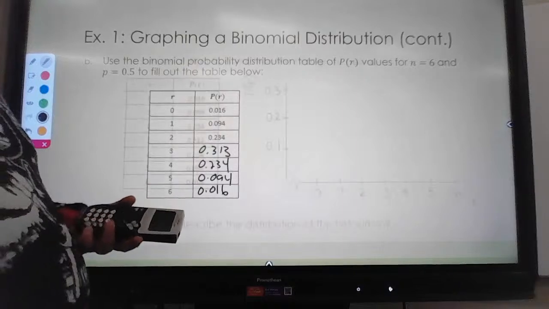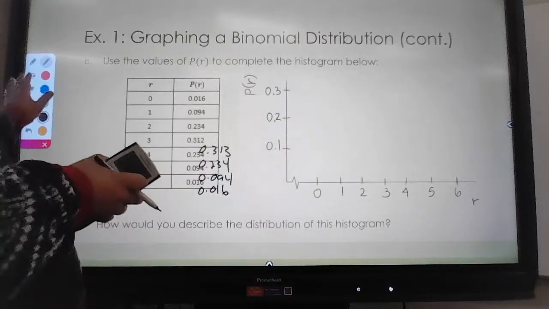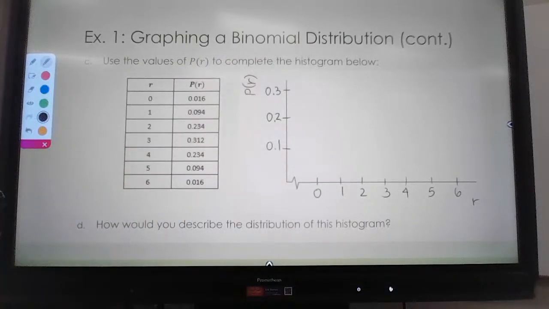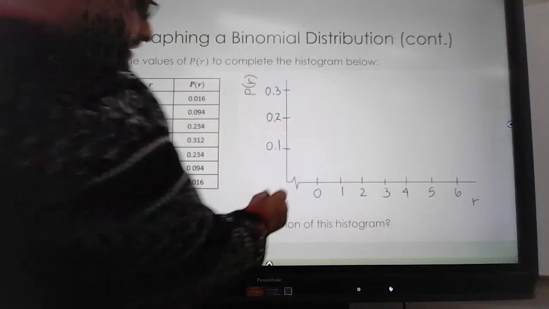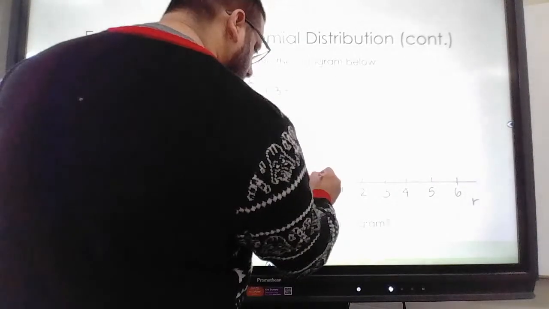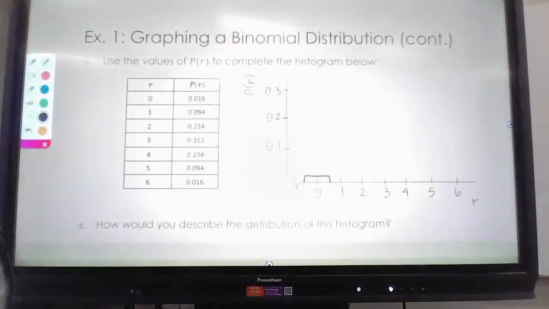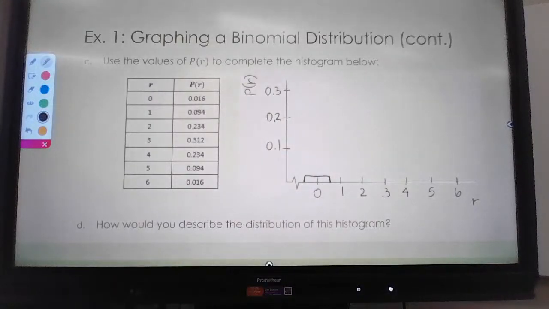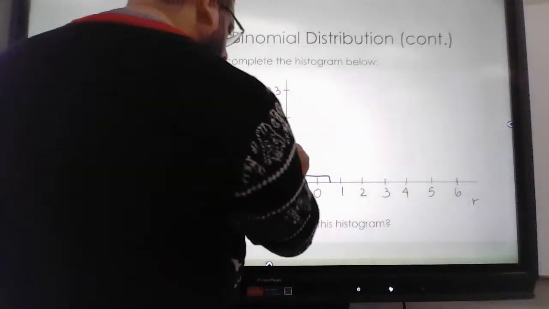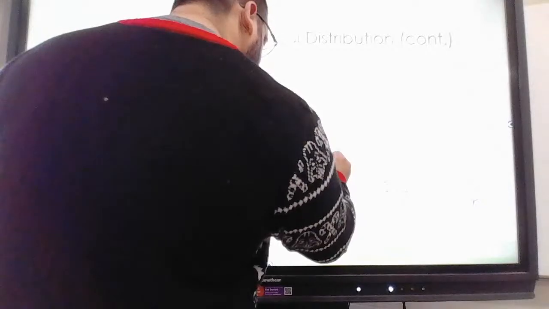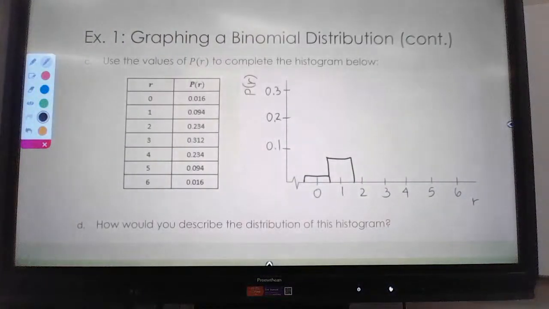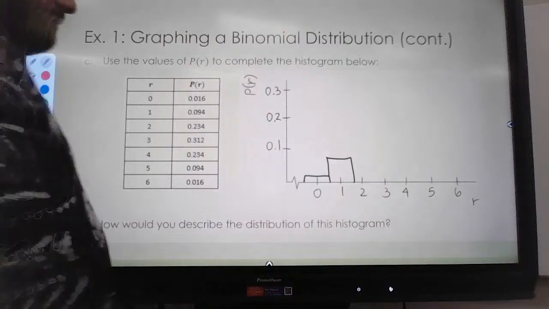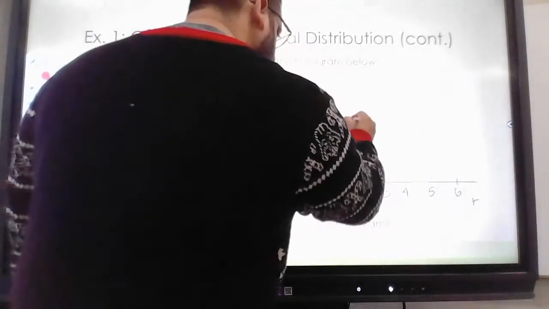Let's go ahead and apply this to a histogram. Okay, so our first value, 0, has a probability of 0.016. So this is right at the bottom here, and we're not going to make this very large at all. Then our value of 1 gets a value of 0.094, so almost at 0, but not quite. We're going to make sure that our probabilities land in the middle, or that our values of r land in the middle. 0.234, that's about right here.